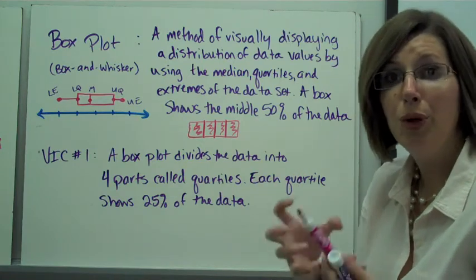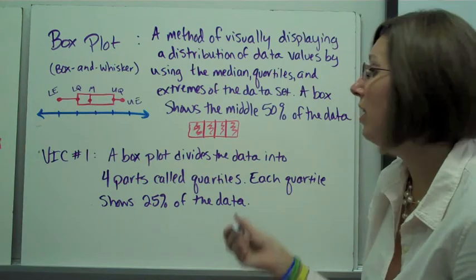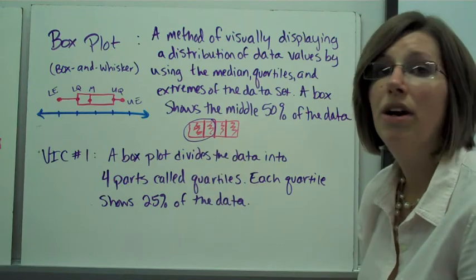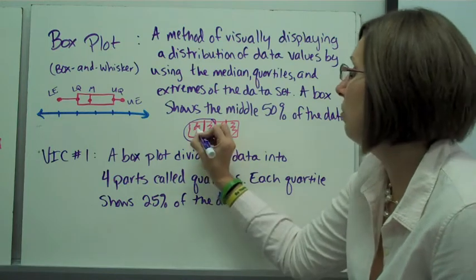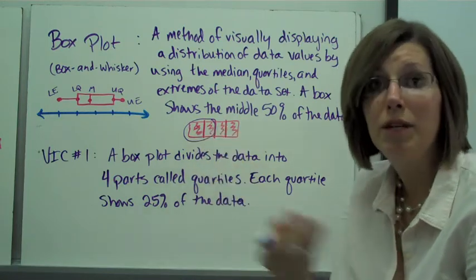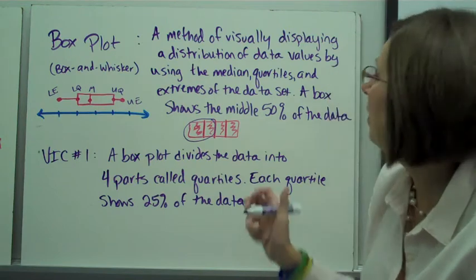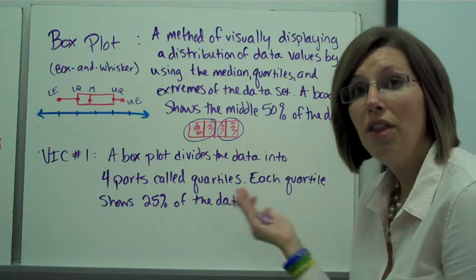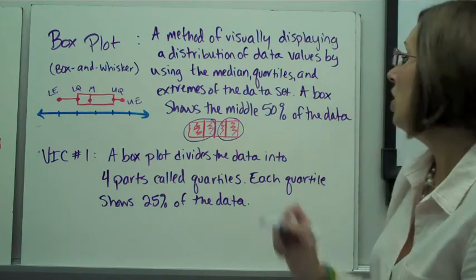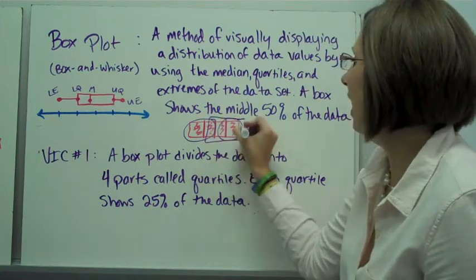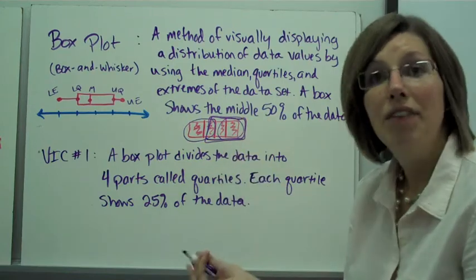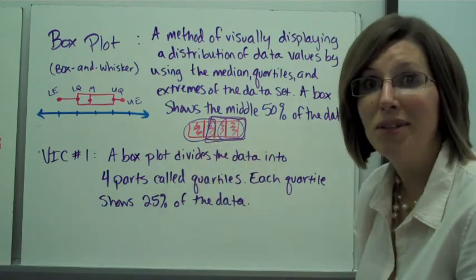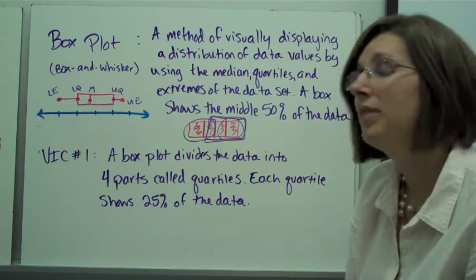If I group these quartiles together in any way, like if I group the first 2 together, that would be 25% plus 25%, 50% of your data. If I grouped these back 2, that would be the other 50% of the data. You could group 3 quartiles together and get 75% of the data. All of the quartiles is 100% of your data.